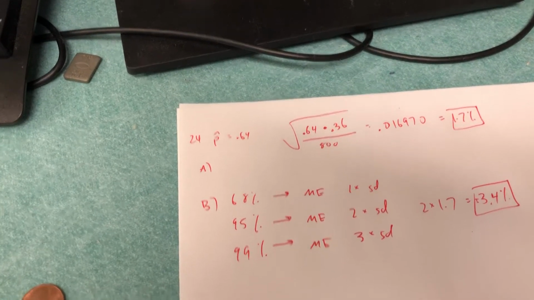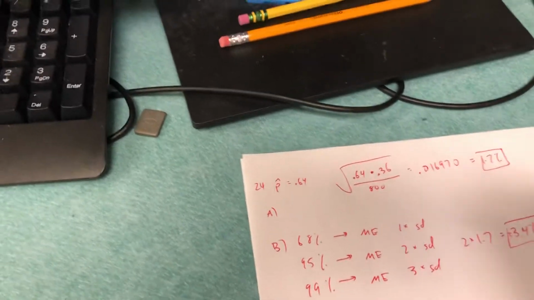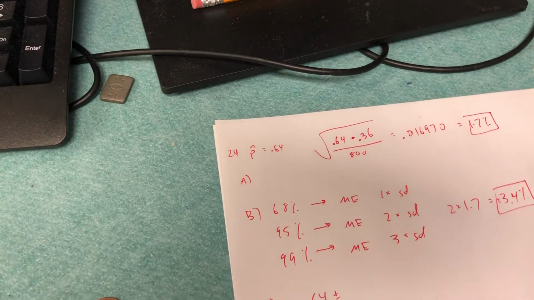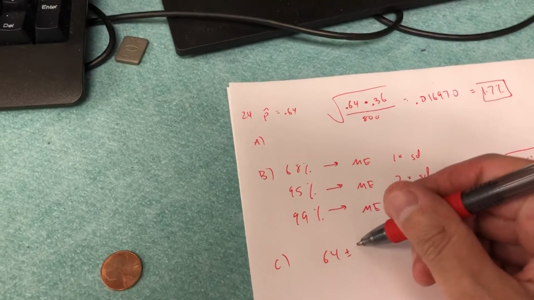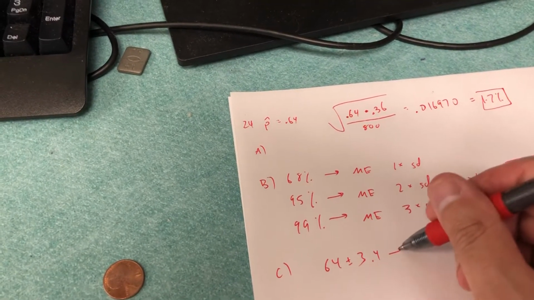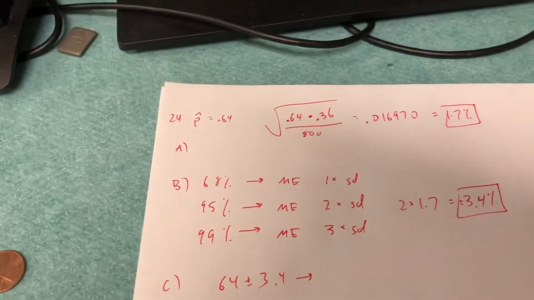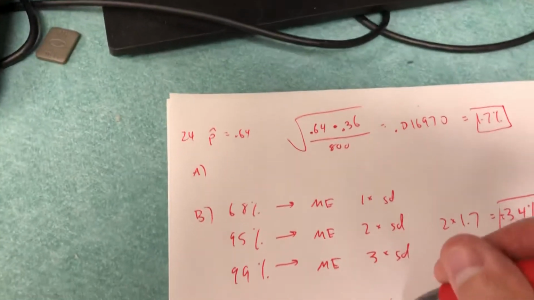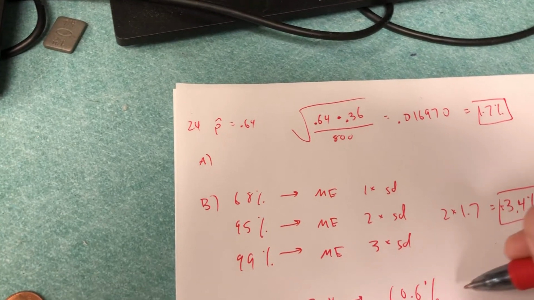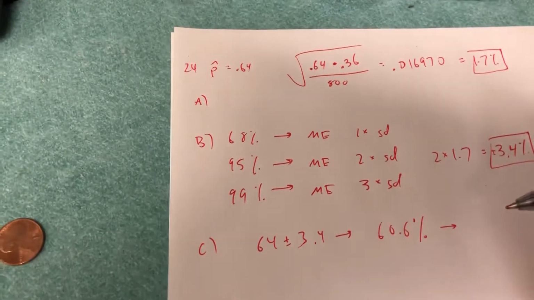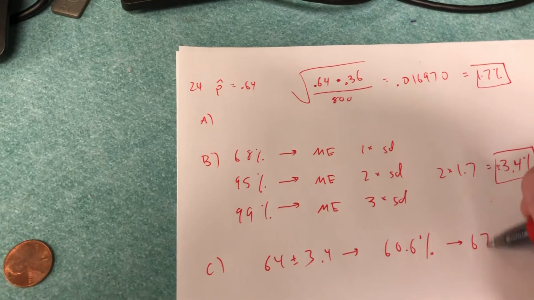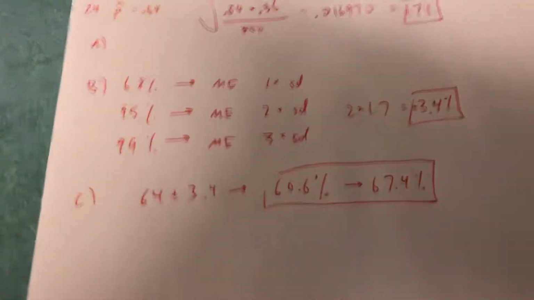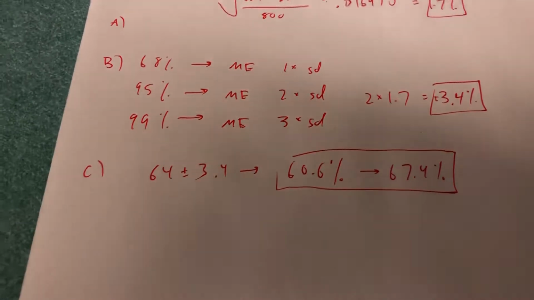And then they want the upper and lower bounds for that confidence interval. So the mean was 64%, so we're adding and subtracting that 3.4%. So 64 minus 3.4%, that would go down as low as 60.6%. And if we add the 3.4%, we'll get 67.4%. So you have 95% confidence of a value that shows up in that range.